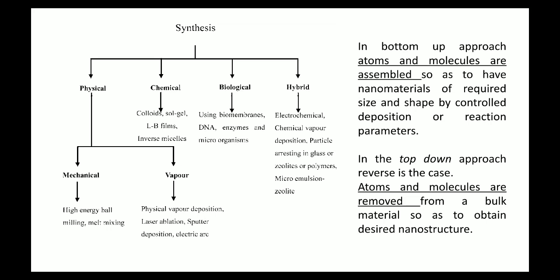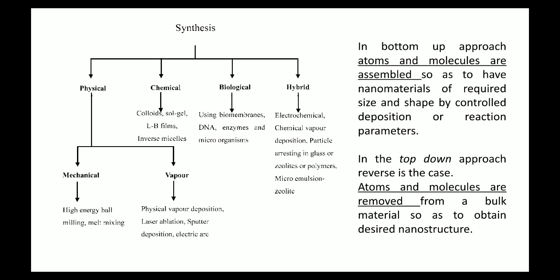You have to remember that these are the names of methods by which you are able to prepare the material. Particle arresting in glass or zeolites or polymers is nothing but a kind of composite, right? Because particles you are adding in glass or zeolites or polymer is a kind of composite. Microemulsion, and zeolite. So these are the ways by which one is able to make the nanomaterials.